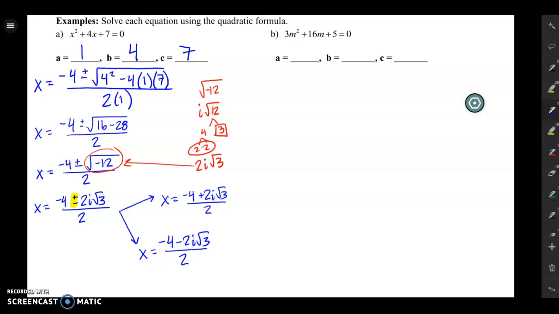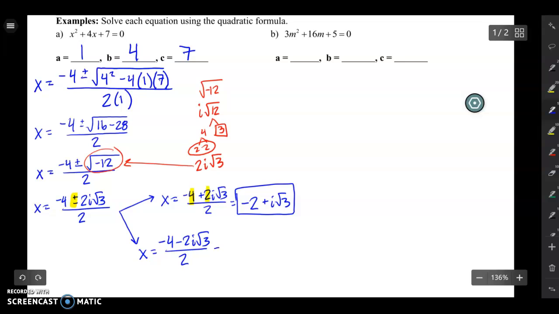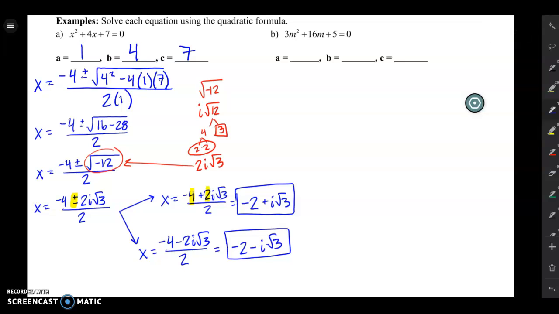My last step is this: if the number on the bottom, in this case the 2, can be divided into both of the numbers on the top, the 4 and the 2, then I can simplify the fraction. So negative 4 divided by 2 is negative 2, and 2 divided by 2 is just 1. So it's going to be negative 2 plus i square root of 3. That's one of my answers. Over here I can do the same thing: I divide the 4 and the 2 on the top by the 2 on the bottom to get negative 2 minus i square root of 3. Okay, and those are my two answers for that problem.